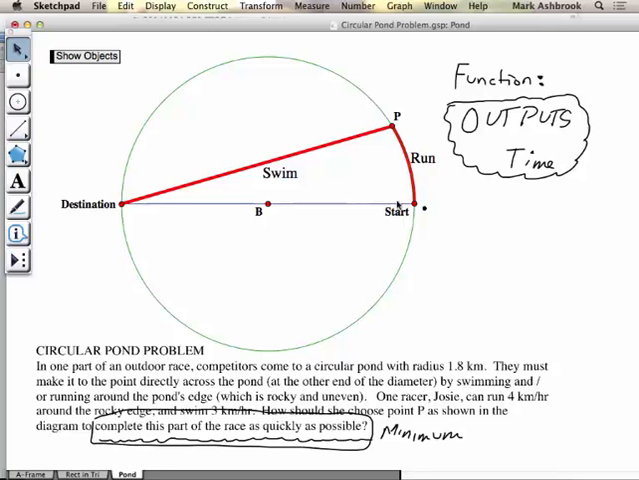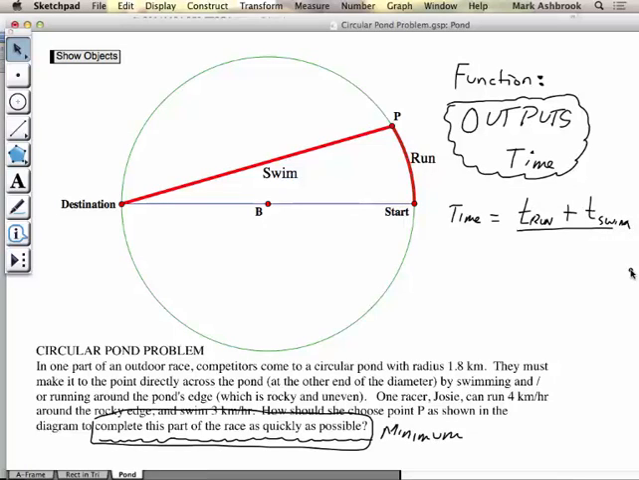Okay, so we want a function that outputs time. So let's get the general structure of our time function. Again, really just what's the structure of the time function? Not looking at any numbers, not any symbols. In the broadest sense, how will we calculate the time? In the broadest sense, what will that time function look like? So it would be run time plus swim time.